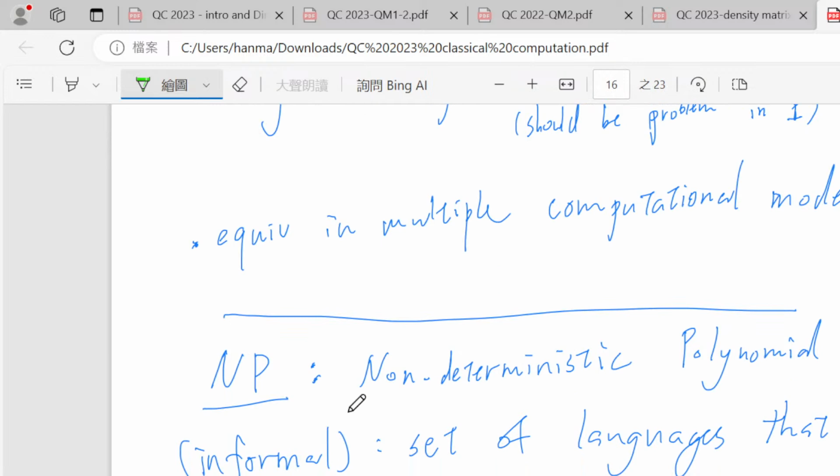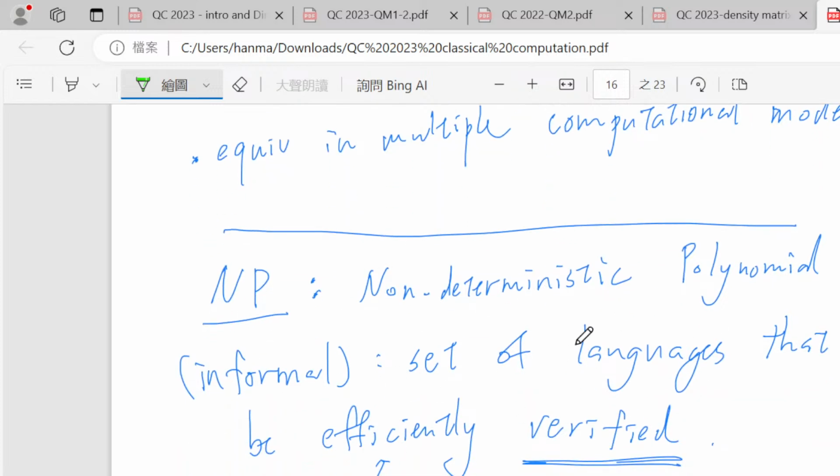is something we won't talk about. But informally, NP, okay, so it's not... But anyway, the important thing here is N doesn't stand for "not". It stands for this weird "non-deterministic". And the definition of NP is a set of languages, and once again, languages are problems, Boolean problems, that can be efficiently verified. And efficiently, once again, means polynomial time.